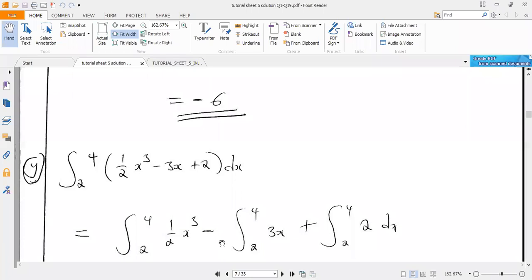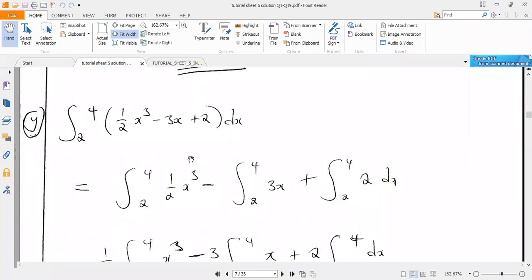Then the integral from 2 to 4 of half x to the 3 minus 3x plus 2 dx, we can split these and say this is the integral from 2 to 4 of half x to the 3 minus the integral from 2 to 4 of 3x plus the integral from 2 to 4 of 2 dx. Notably, x to the 3 has this constant. We can put the constant outside, and also this constant 3 on x, and also the constant 2, we can put it outside and remain with dx.